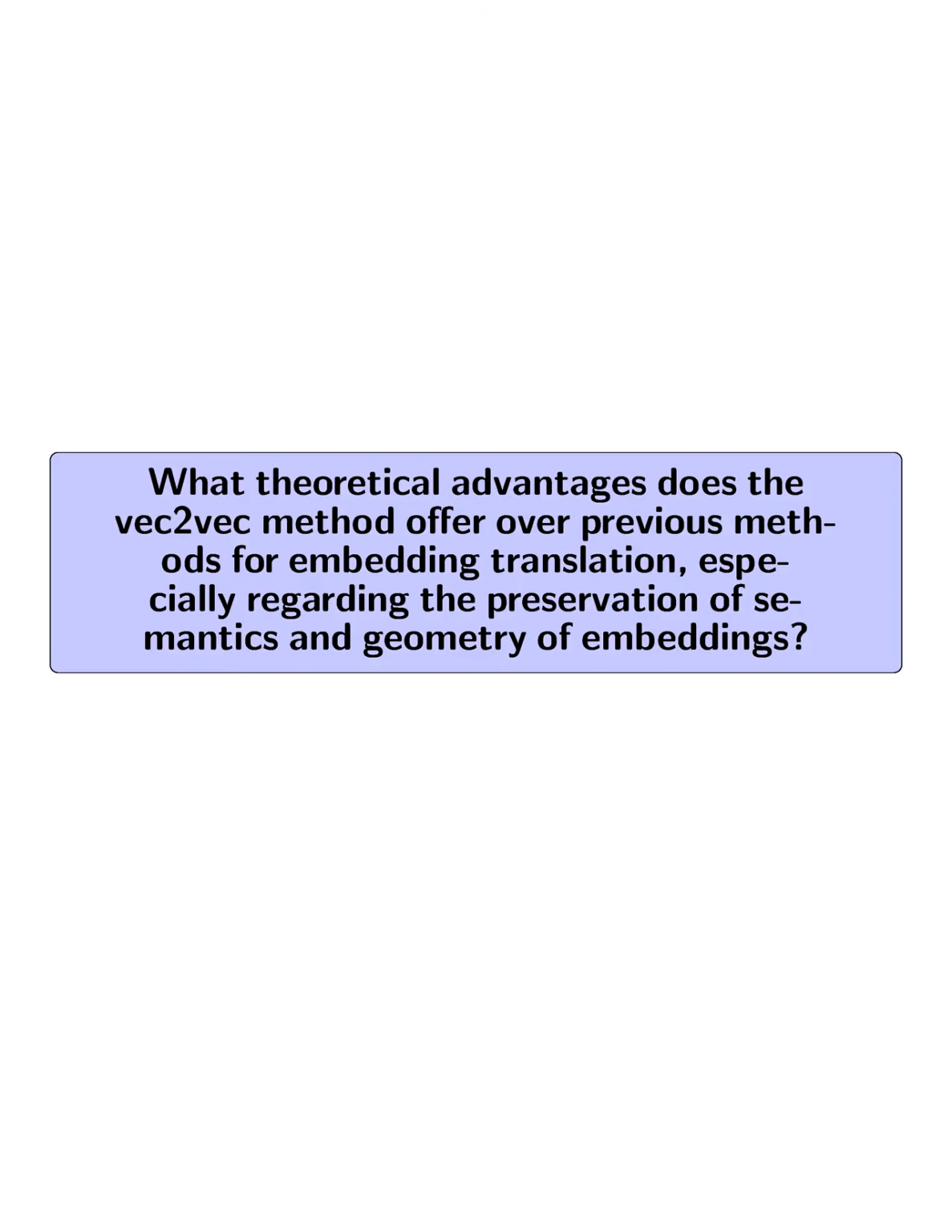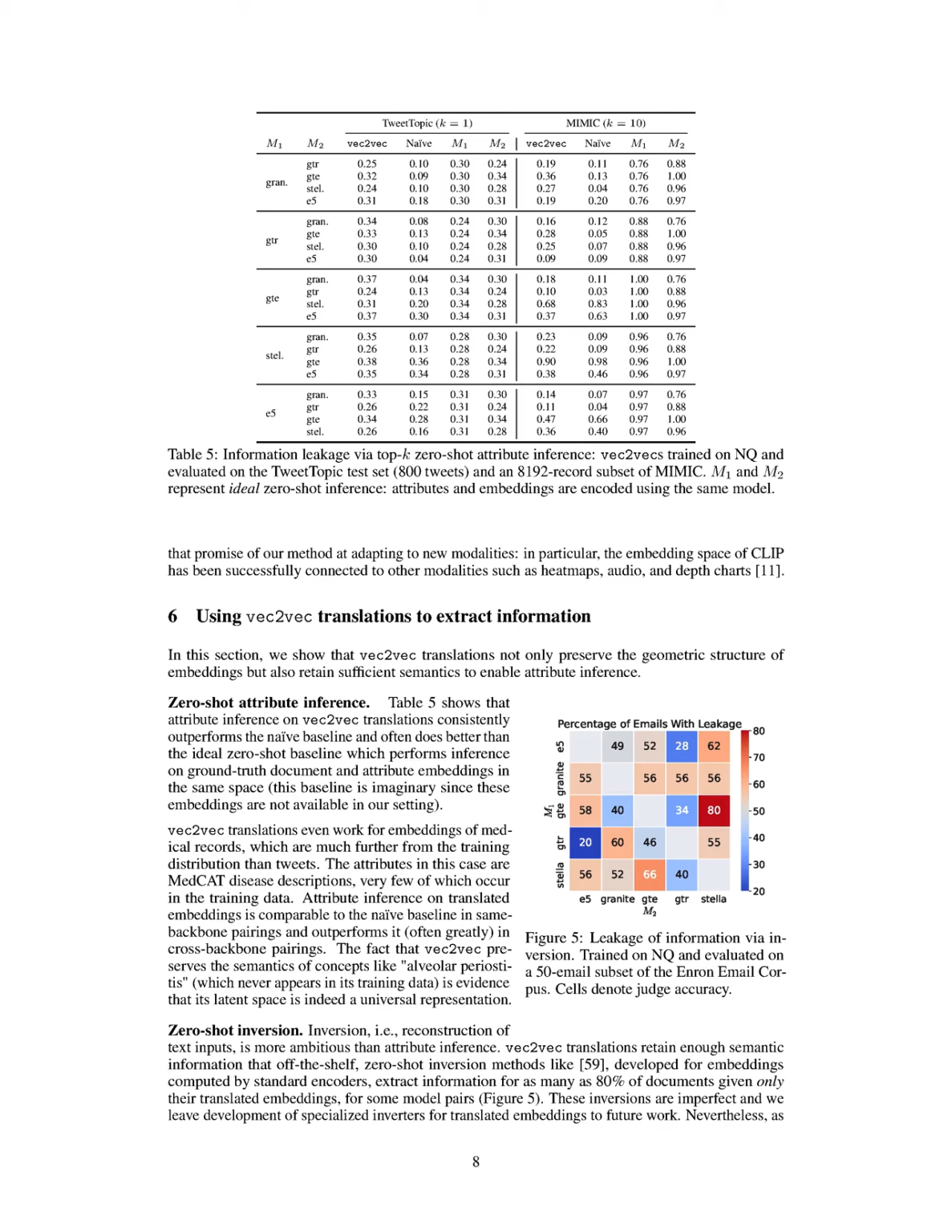What theoretical advantages does the vec-to-vec method offer over previous methods for embedding translation, especially regarding the preservation of semantics and geometry of embeddings? The vec-to-vec method offers significant theoretical advantages over previous methods for embedding translation by enabling unsupervised translation without the need for paired data, which is a common requirement in earlier approaches.